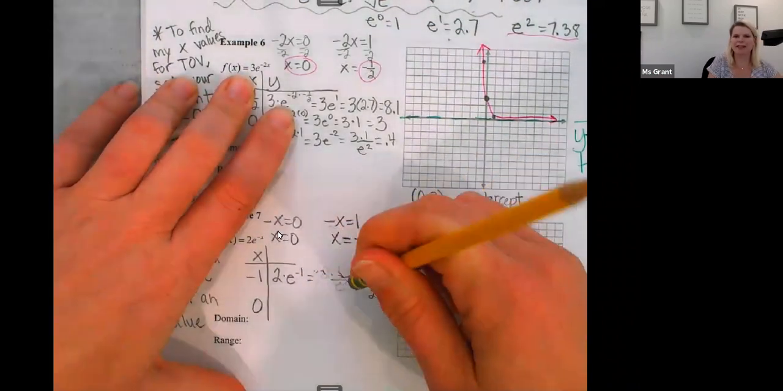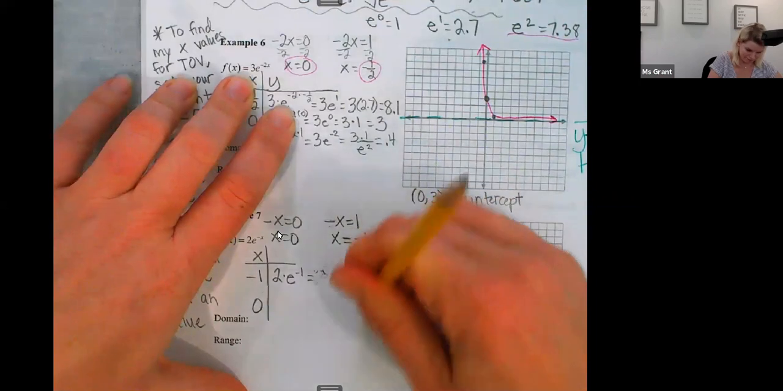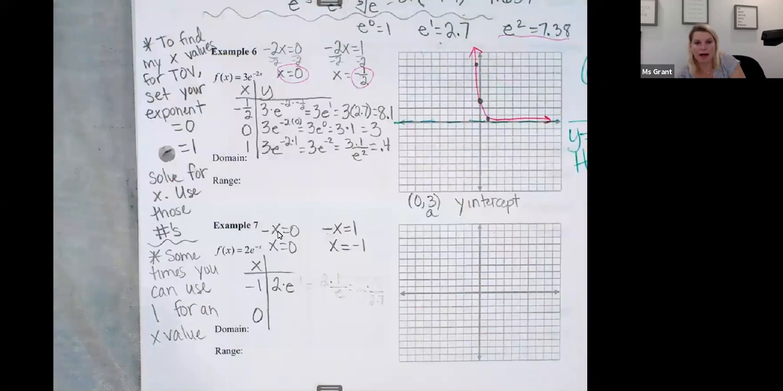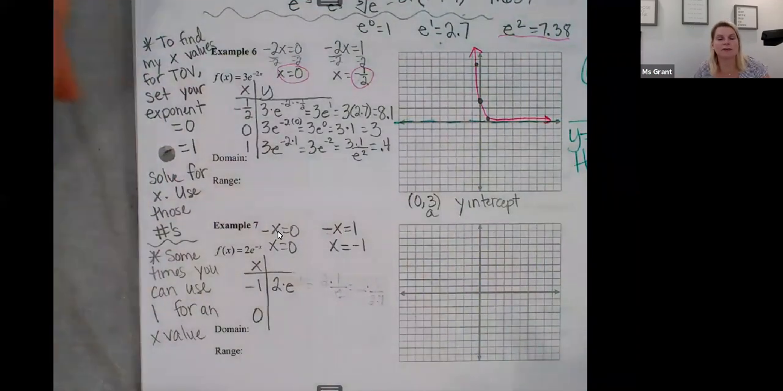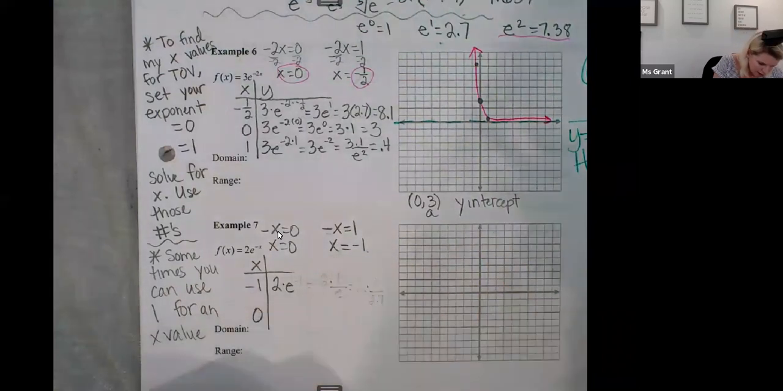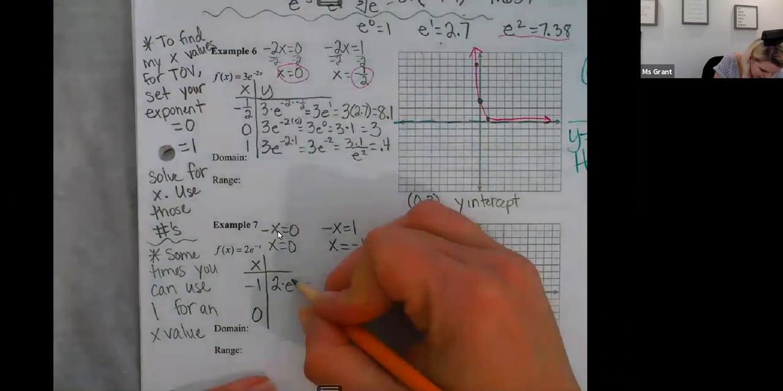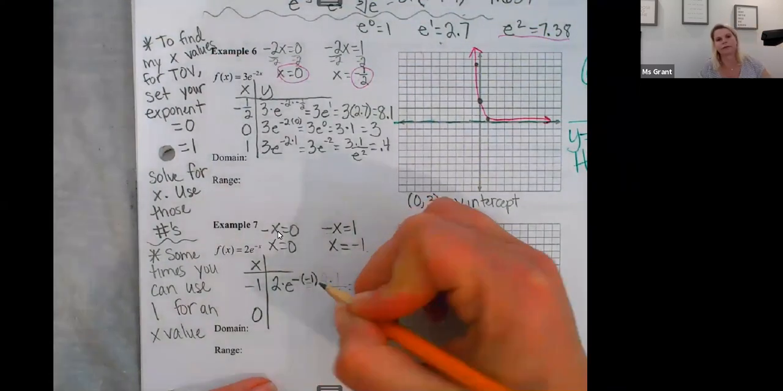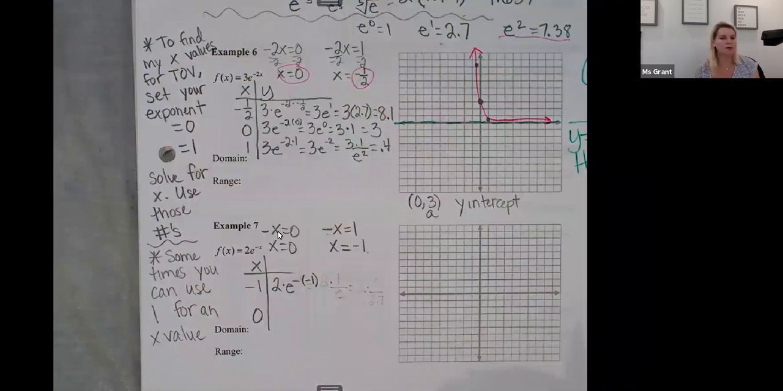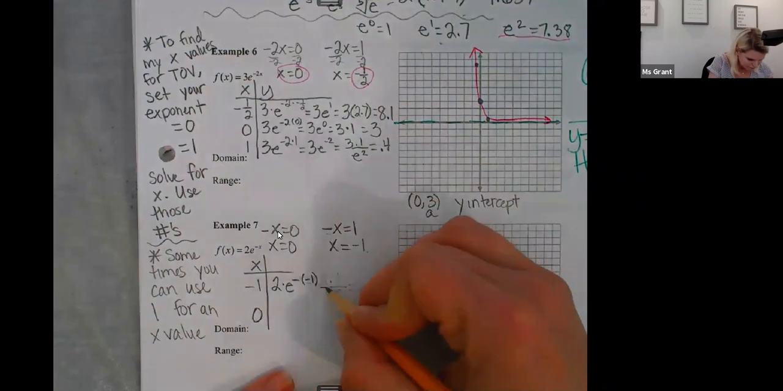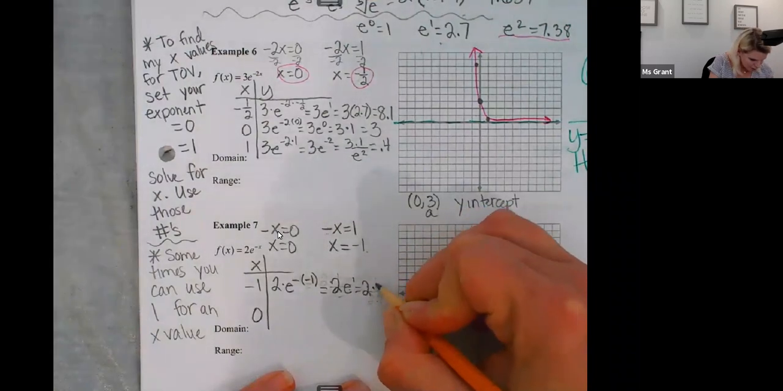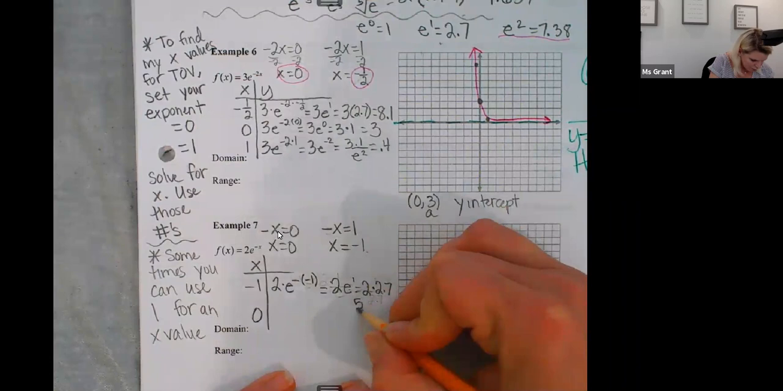I hope you're not doing math in pen. That's a horrible decision. My mistake is that the exponent is -1. Well, my value of x is also -1. That means 2e to the -(-1). It's just 2e to the first, which is 2 times 2.7, 5.4.